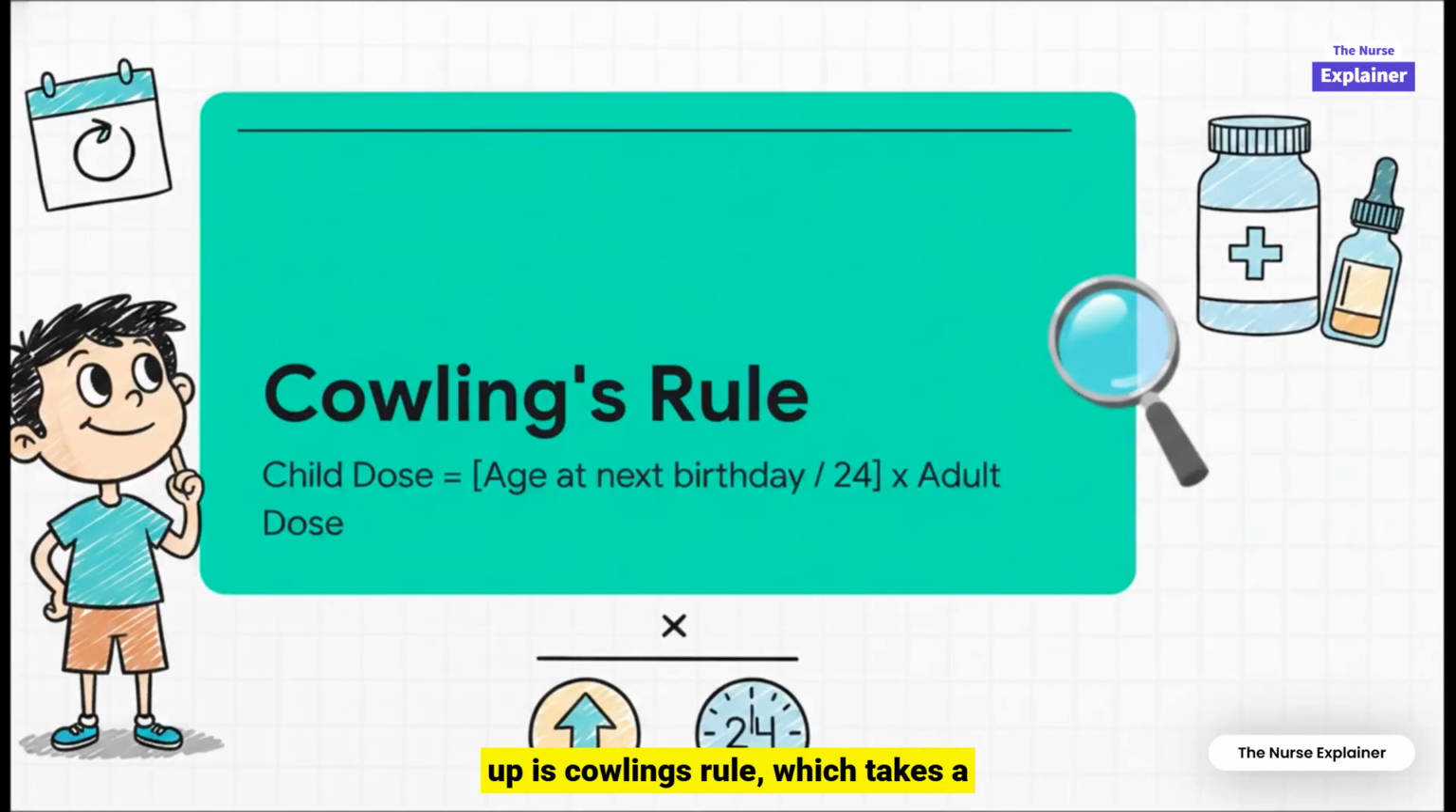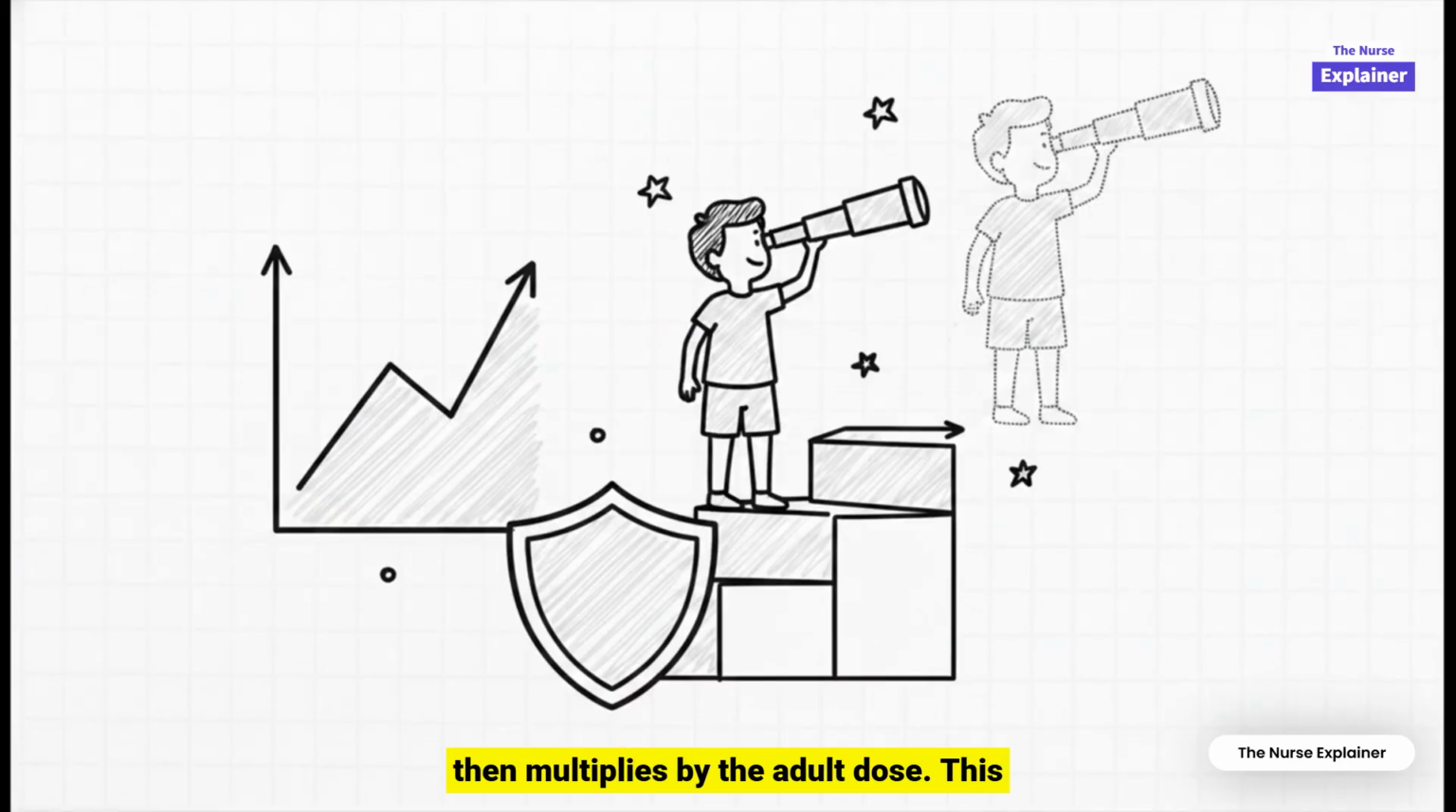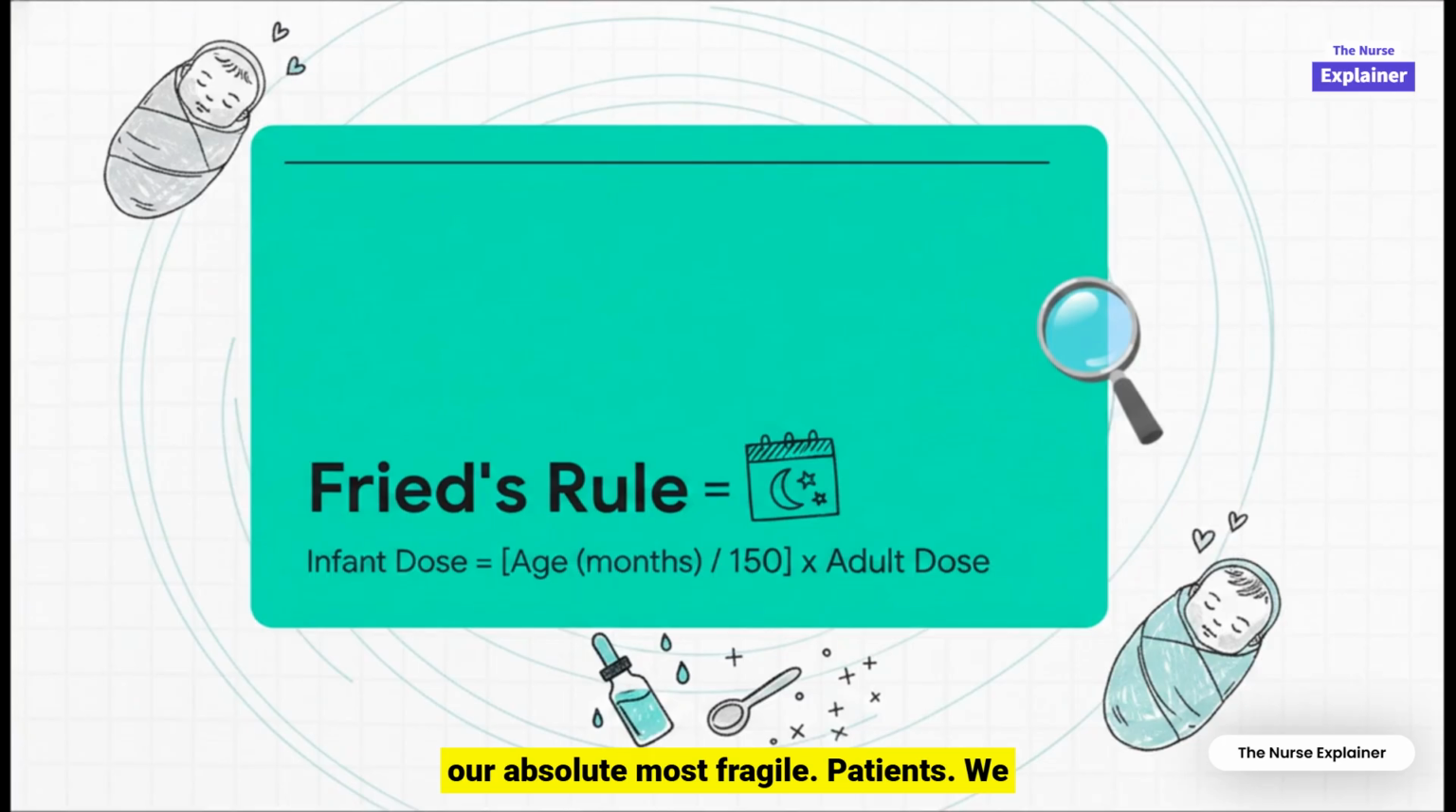Next up is Cowling's rule, which takes a slightly different angle. It actually asks for the child's age at their next birthday, divides that by 24, and then multiplies by the adult dose. This is actually pretty clever. By anticipating that next birthday, Cowling's explicitly accounts for those rapid childhood growth spurts we see early on. By looking ahead to the next year of physiological capacity, it often gives us a slightly safer, more conservative estimate than Young's rule.